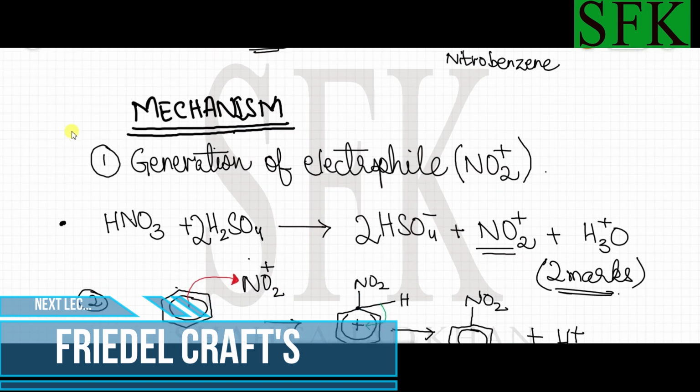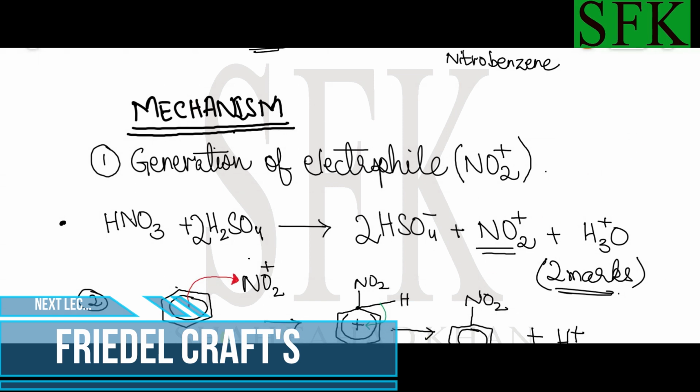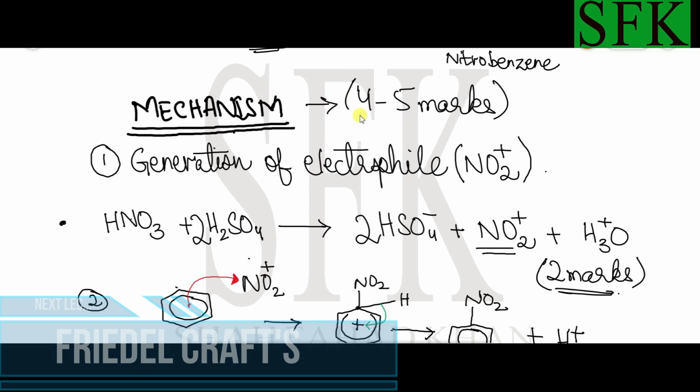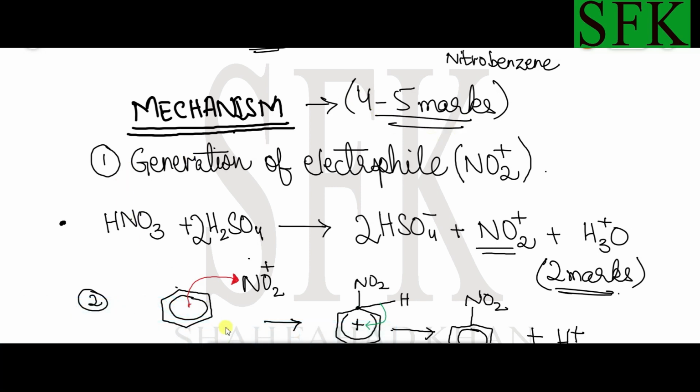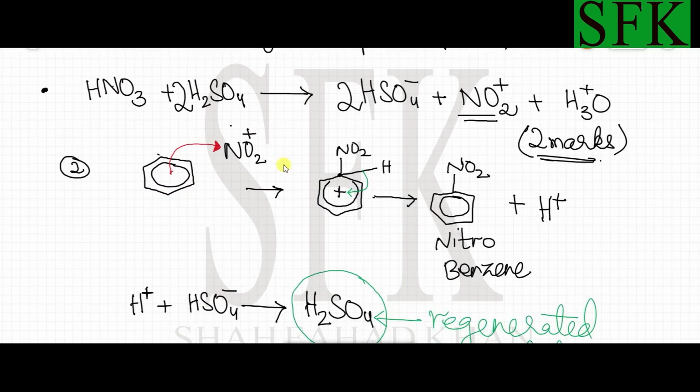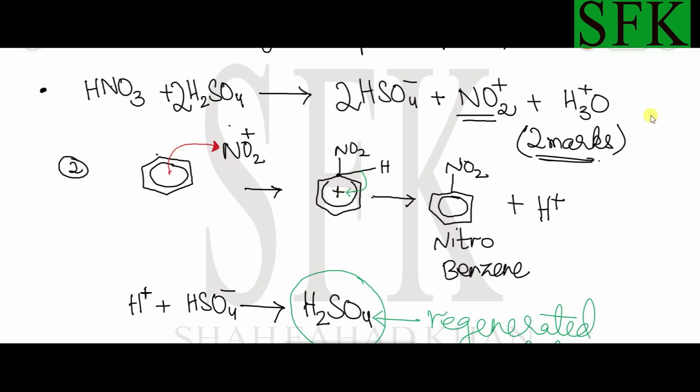This is the entire mechanism of nitration, and approximately 4 to 5 marks can be asked for it. So it's important, please learn it and be careful about the curly arrows.